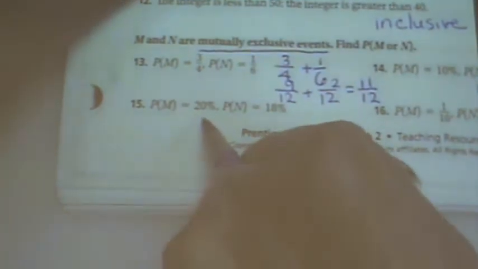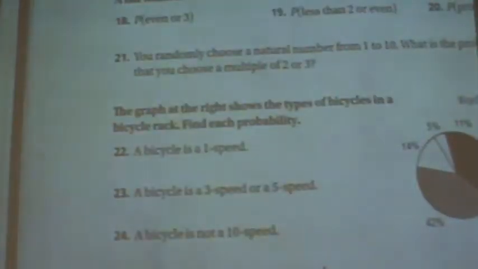How about the next one? That's easy. What's 10% plus 45%? Good. Next one. What's 20% plus 18%? 38. And how about 1/10 plus 3/5? 7/10 or 70%. Yep. Flip it to the back.